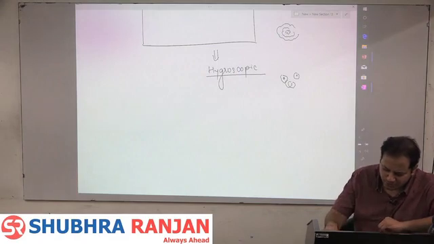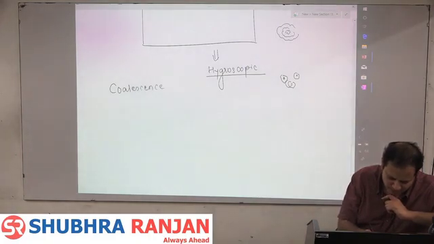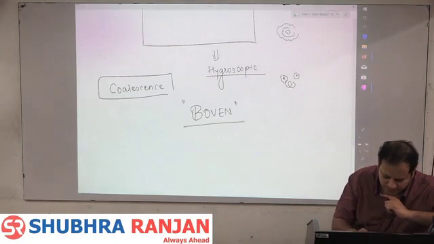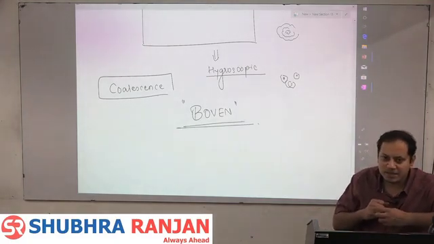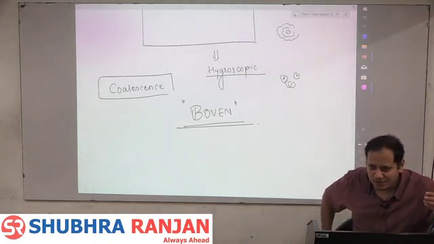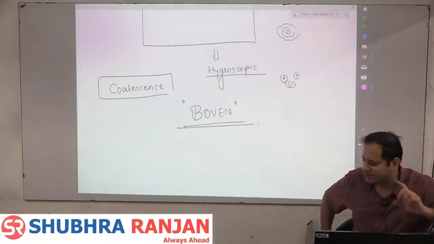The process of coalescence was discovered by Bowen. बोवेन कहाँ से था? ऑस्ट्रेलिया से. So obviously उसने देखा कि मेरे यहाँ पे there is no snowfall and therefore he gave the process of collision coalescence theory.